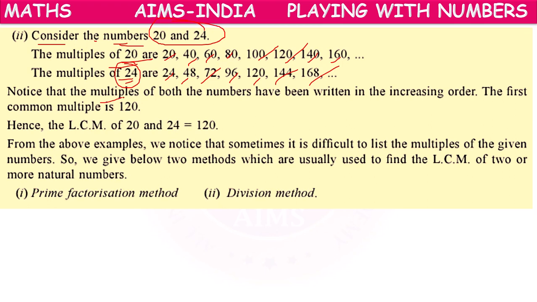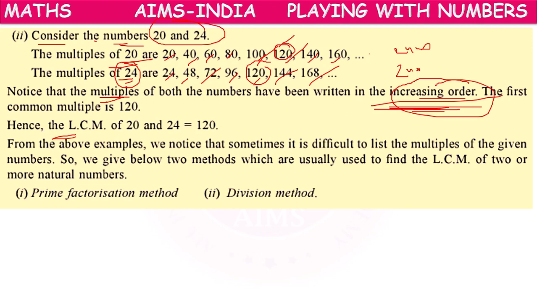So whenever we are writing multiples, we have to write in increasing order. So what is the first common multiple? 120. The next common multiple will be 240, but always the first common multiple will be the least one. So while writing the multiples, as we are writing in increasing order, the first common multiple will be the least common multiple. If we got one, no need to find the other.